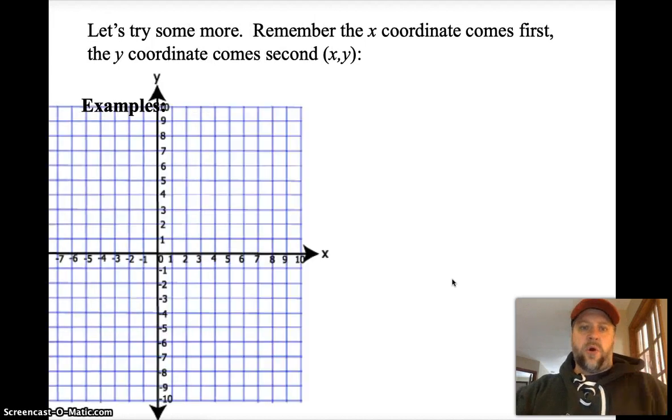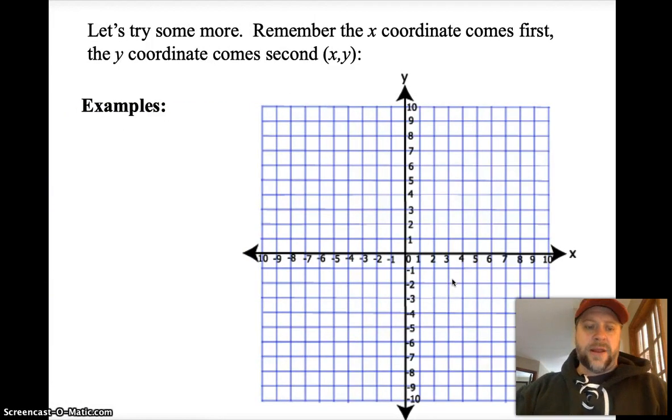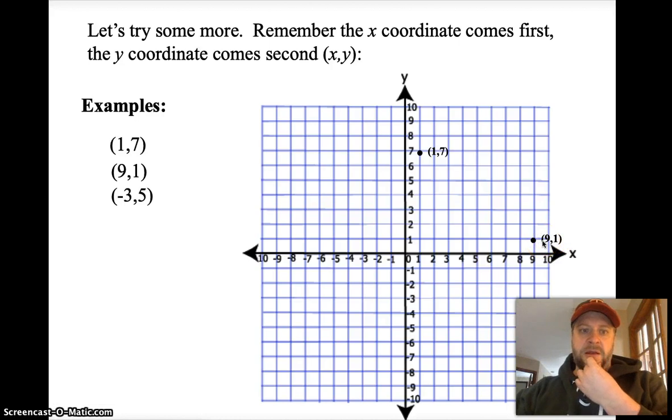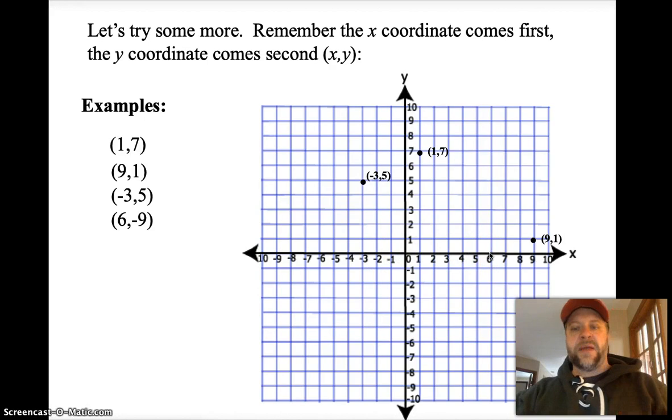We can try more. We can put a whole bunch on there. I'm going to go through this really quickly because the part I really want to get to is where these ordered pairs come from. So again, this would be 1, 7, so we'd go over 1 and up 7. Over 9 and up 1. Negative 3, 5. In this case, we would go backwards 1, 2, 3 because that's the x. The x is the side to side, so backwards 3, and then up 5 would put us right here. The next one would be 6 and negative 9, so we would go over 6, and then up negative 9. Well, going up in a negative direction is really going down, so we would go down to negative 9 and end up right here.